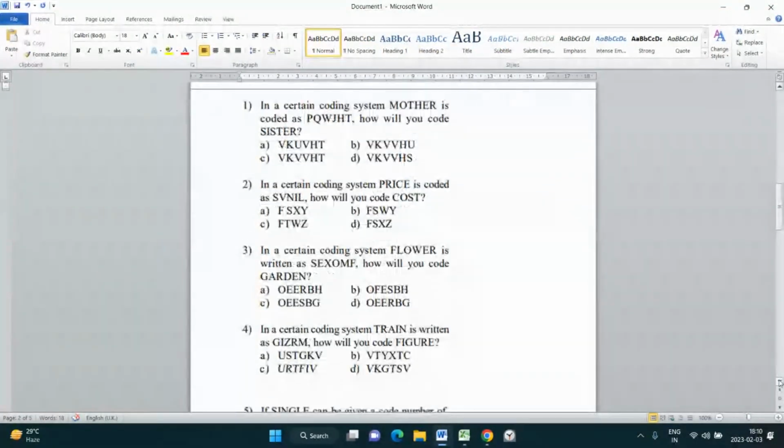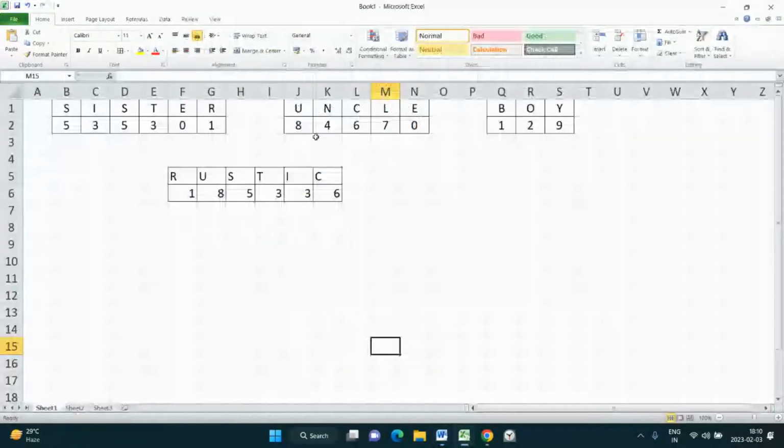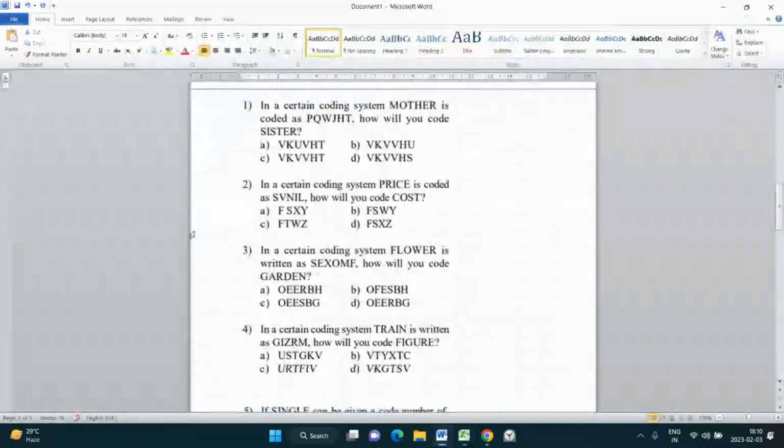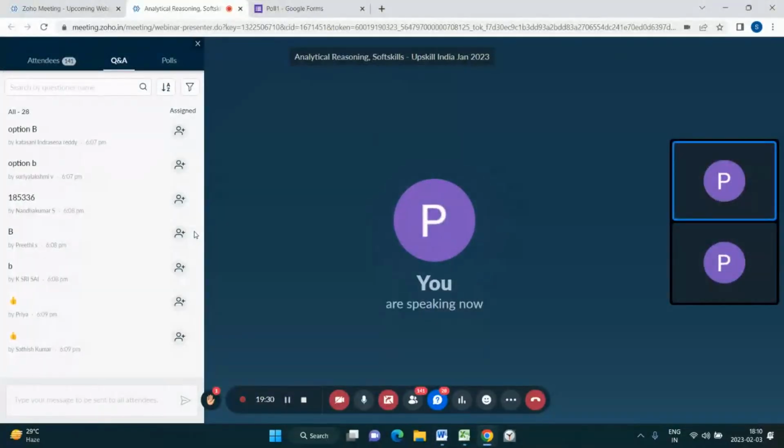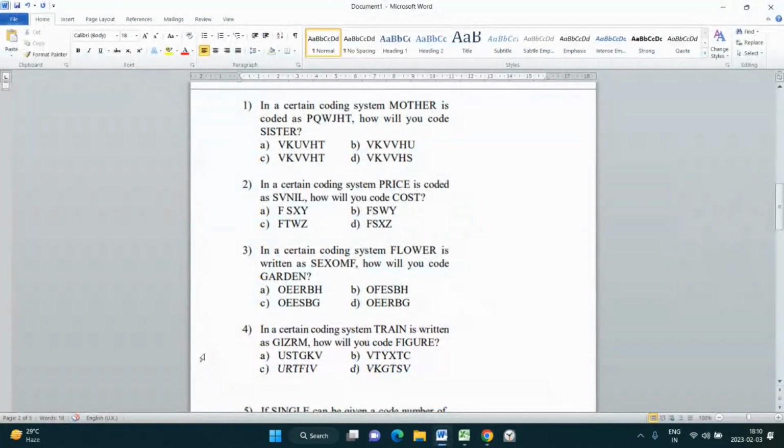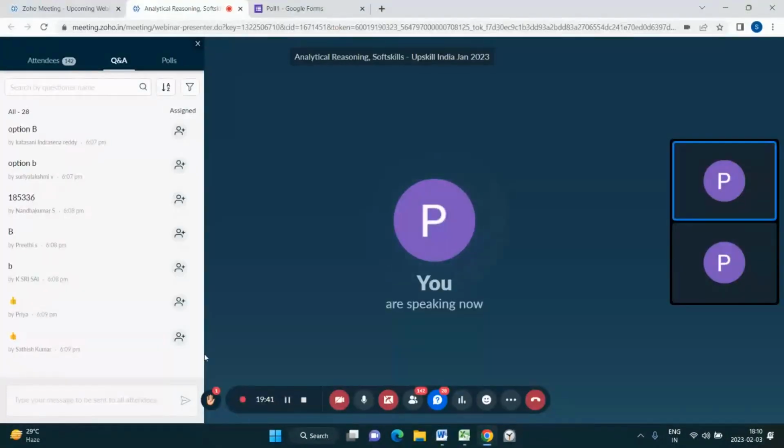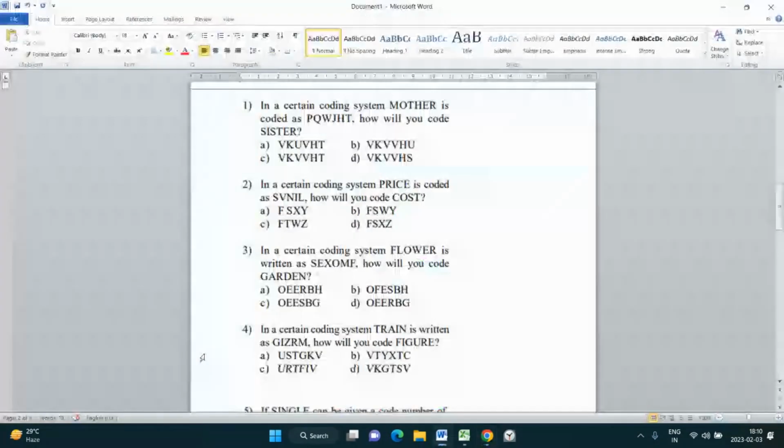A certain coding system. See, it's not always you can map every character with a number. You can also map one character with another character. Now, mother is coded as PQWJHT. How will you code sister? Now I am going back here. Is there any hint here? Do you have a hint here? Mother is coded as PQWJHT. Could you find out a hint? What is that hint? I will just put it here again.